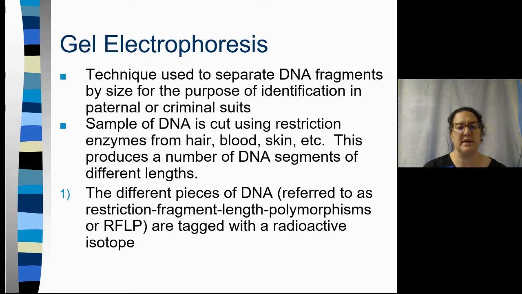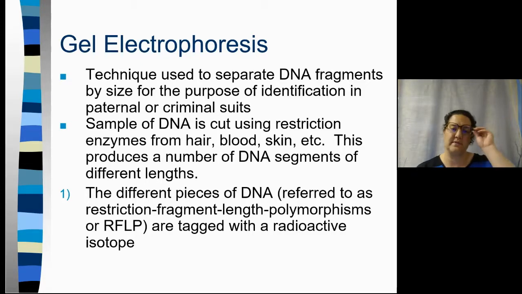So restriction enzymes are also used when it comes to gel electrophoresis, which is a technique that's used to separate DNA fragments for the purpose of identification in things like crime scenes or paternity tests. A sample of DNA is taken from an individual and compared to either a child, siblings, and/or a crime scene sample. This produces a number of DNA segments of different lengths.